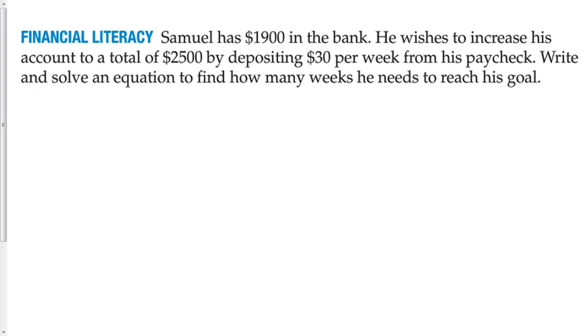In this example, we're looking at a word problem where we would write our equation and then solve it using the information provided. So Sam has $1,900 in the bank. He wishes to increase his amount to a total of $2,500 by depositing $30 per week from his paycheck. So there's some things we have. $1,900 currently in the bank, so that's what you're starting with. Then you want to end up with a total of $2,500. And you're going to do that by depositing, which means you're going to add to your bank account $30 per week.